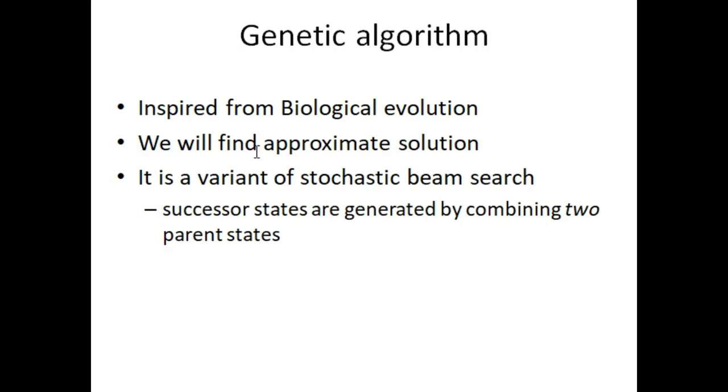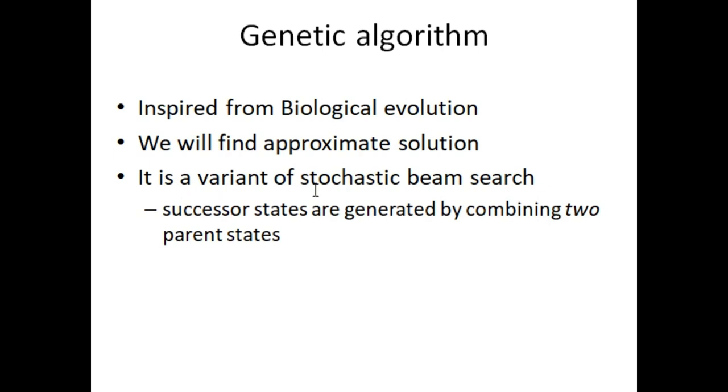So the second point is that we will find an approximate solution, as we discussed in our previous lecture, that local search techniques try to get an approximate solution instead of finding the exact solution. There are many problems for which we cannot find the exact solution. In the same way, when someone is interested only in the goal rather than the path to it, we use local search techniques. So the genetic algorithm will find an approximate solution instead of the exact solution.